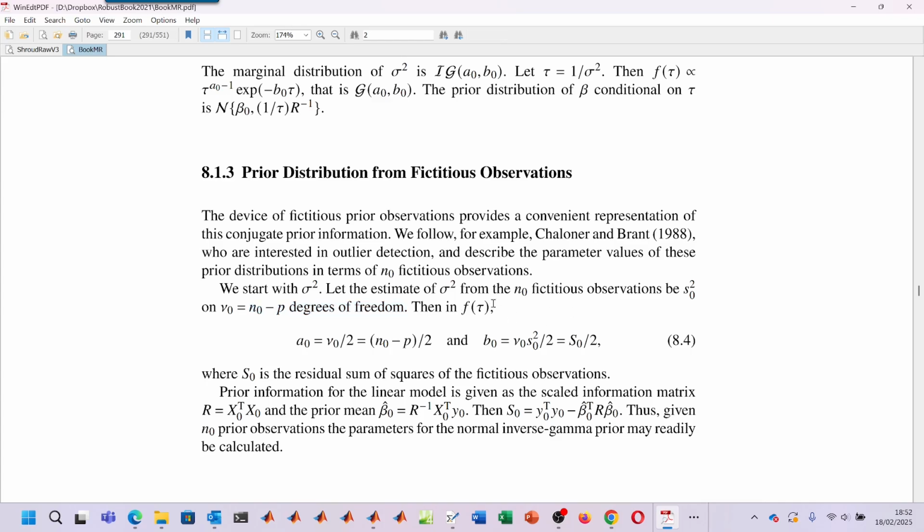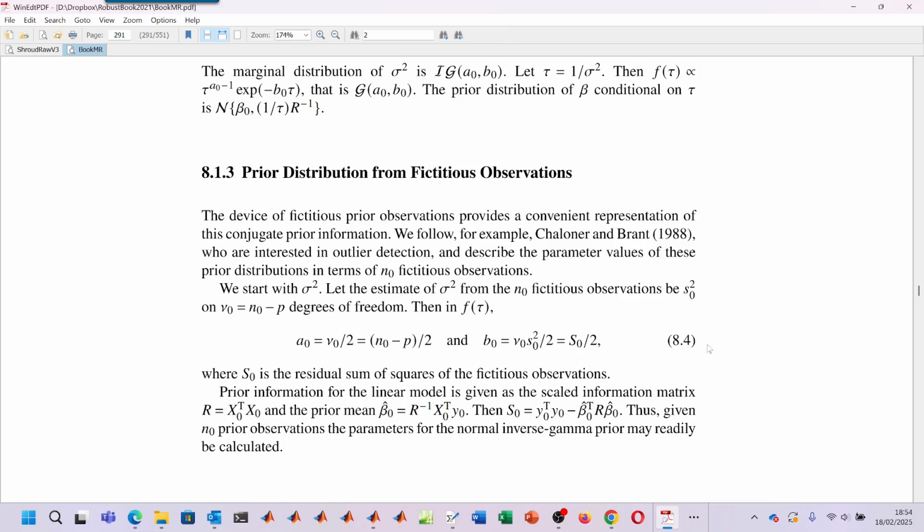Then in the conjugate prior, there are two parameters which describe the distribution of the estimate of sigma squared. They are A0, which is nu0 over 2, which is equal to the number of prior observations n0 minus p divided by 2, and B0, which is nu0 S0 squared over 2, which is the residual sum of squares of the fictitious observations. These are then the parameters that we need in the inverse gamma part of the conjugate distribution.